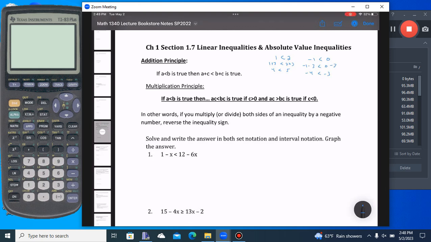both sides by a positive value, then A times C is less than B times C. We can do that if 3 is less than 5 and we multiply both sides by 2. So 3 times 2 is less than 5 times 2, which is true: 6 is less than 10.